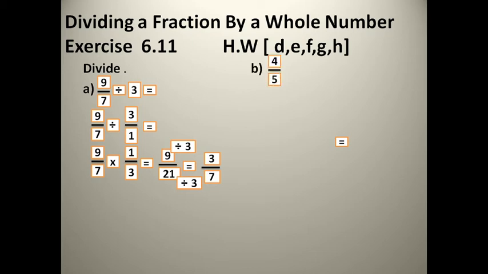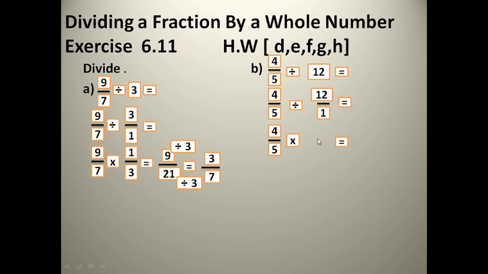Next here, 4 by 5 divided by 12. Now here, again same. I write the same fraction 4 by 5 and I will write 12 by 1. Okay? 12 by 1 means 12. Next, what will I do? I write the same fraction 4 by 5. Multiply. Here again, you will change the fraction. Put 1 up and 12 down. So the fraction will be 1 by 12.